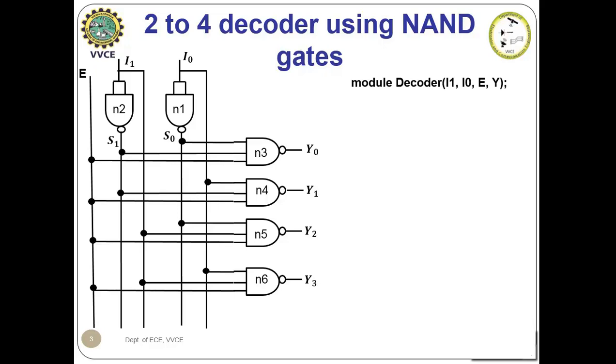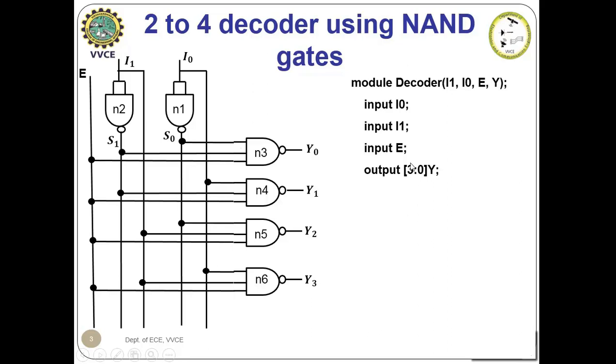So the first thing is I'll be declaring the module. Module is a keyword. The name of the module will be decoder and the inputs are I1, I0, E and Y is your output. So I have 3 inputs and 1 output. Next, I'll be declaring I0, I1 and E as input and Y as output, which is a 4-bit array. So the declaration of array is in this way.